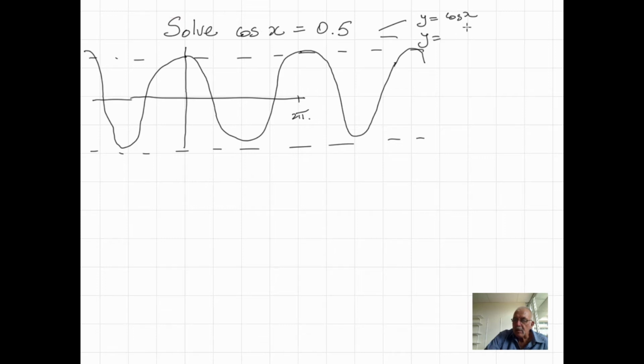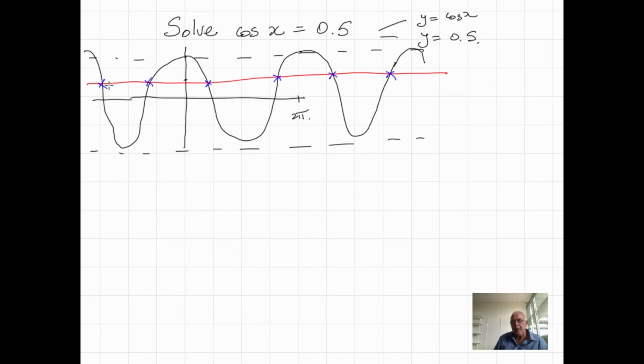and y equals 0.5, if I were to graph both of those. So here's 1, y equals 1 is up there, so 0.5 will be down here, so let's do it in another colour. So y equals 0.5 is going to be a straight line. And the solutions to this will be the simultaneous solutions for these two graphs. We've graphed y equals cos x, which is the black one. We've graphed y equals 0.5, the red one. So the solutions to this will be all these blue points where the two graphs intersect.